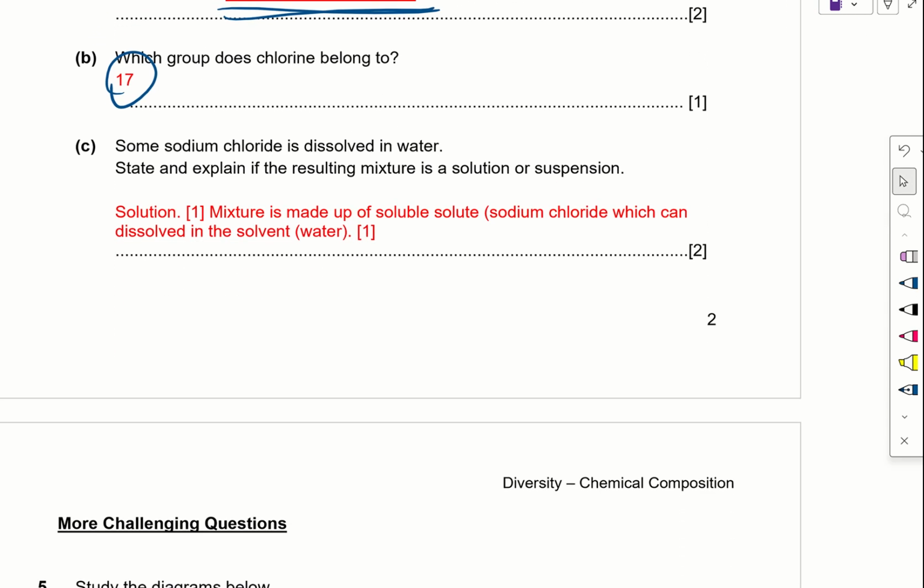Now, some sodium chloride is dissolved in water. Because it is fully dissolved, the resulting mixture is actually a solution. So the mixture is made of a soluble solute.